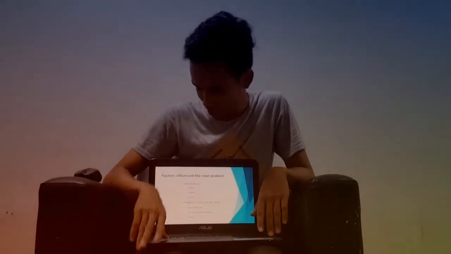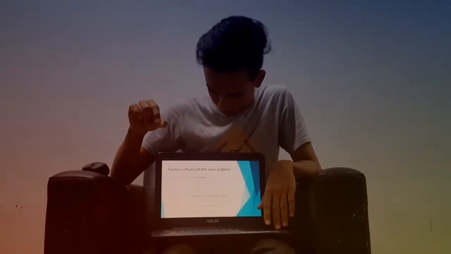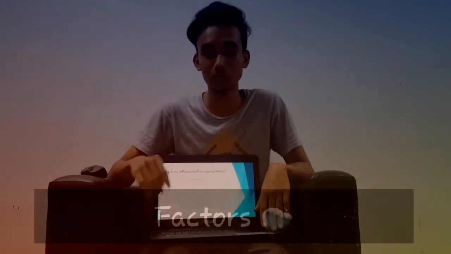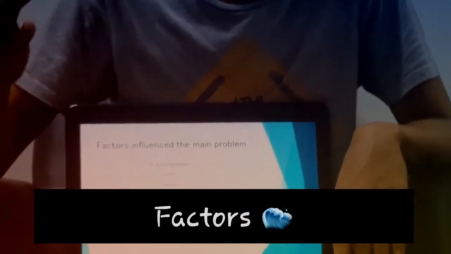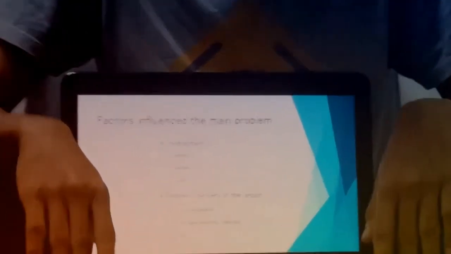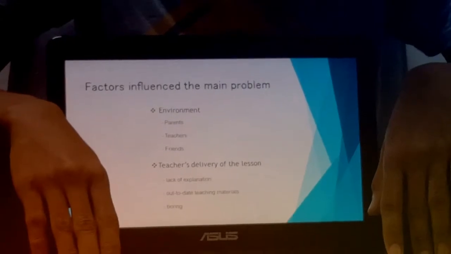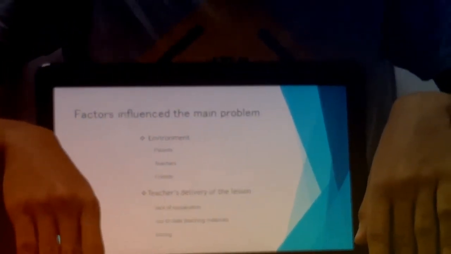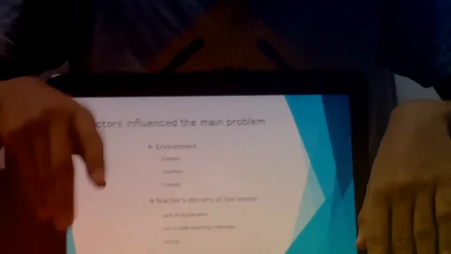We meet again. So I'm going to talk about the factors influencing the main problem, which is the mastery of learning a new language. We found many factors, but we only list about three main factors. The first factor is environment. The second is the teacher's delivery of the lessons. The third one is the students themselves. So move to the first factor, which is the environment around the students.